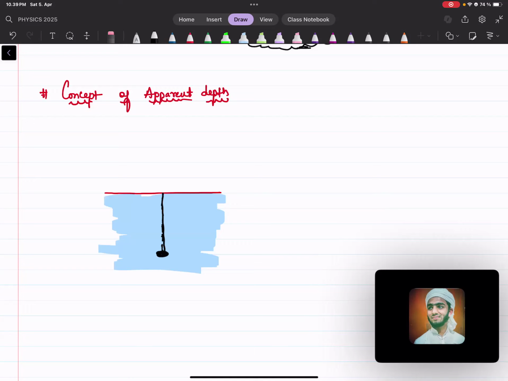That means it will represent the real depth. Am I clear? So when you see this object from the outside, if I draw the ray diagram, this is the ray of light, denser medium. If I draw a normal here, when the ray of light moves from denser to rarer, it bends away from the normal. If I extend this in the backward direction, it appears somewhere here. So from here to here represents the real depth, and from here to here represents the apparent depth.